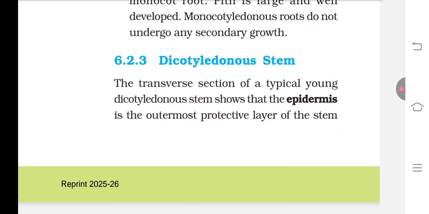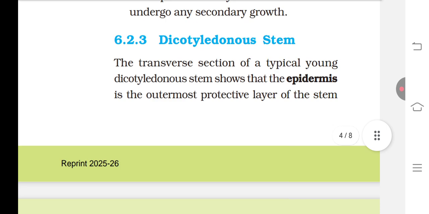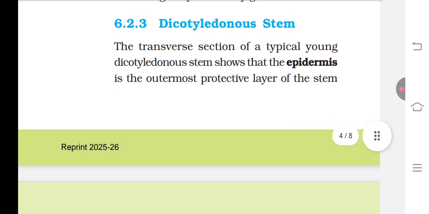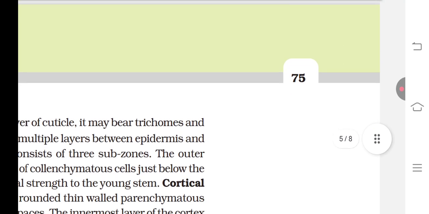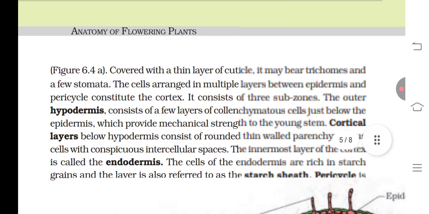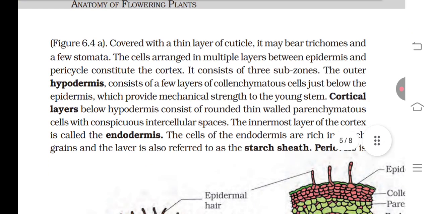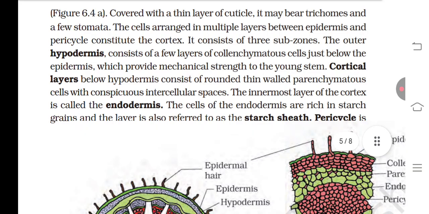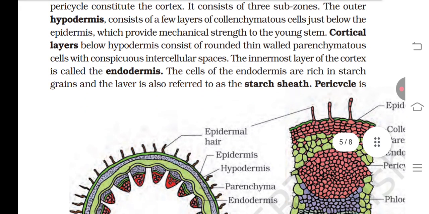Dicotyledon stem. The transverse section of a typical young dicotyledon stem shows that the epidermis is the outermost protective layer of the stem. Covered with a thin layer of cuticle, it may bear trichomes and a few stomata. The cells arranged in multiple layers between epidermis and pericycle constitute the cortex. It consists of three subzones. The outer hypodermis consists of a few layers of collenchymatous cells just below the epidermis, which provide mechanical strength to the young stem.